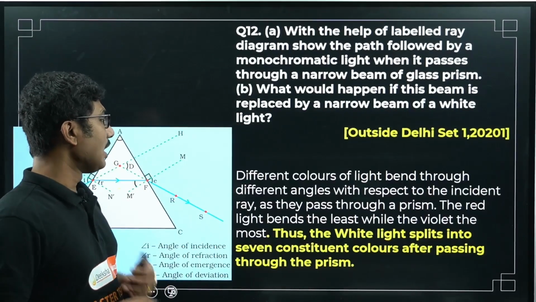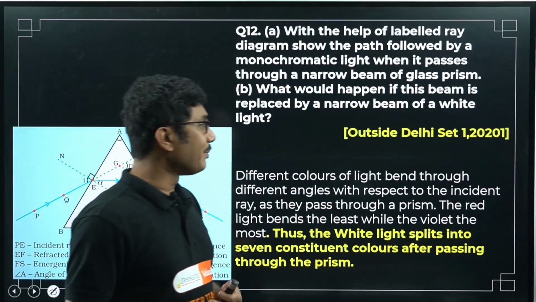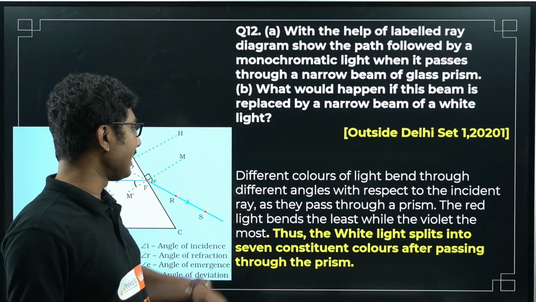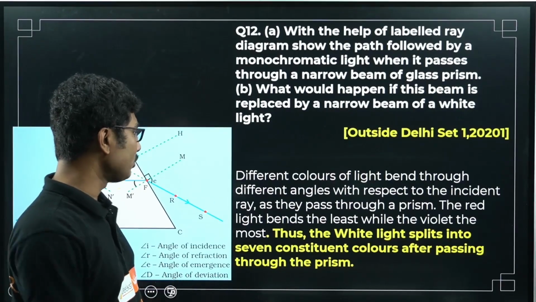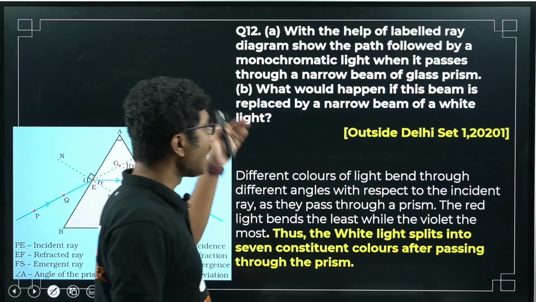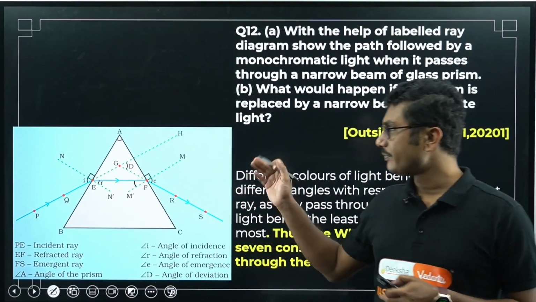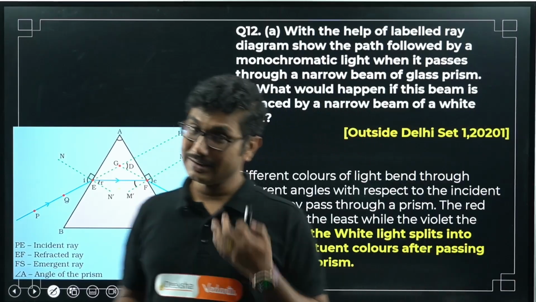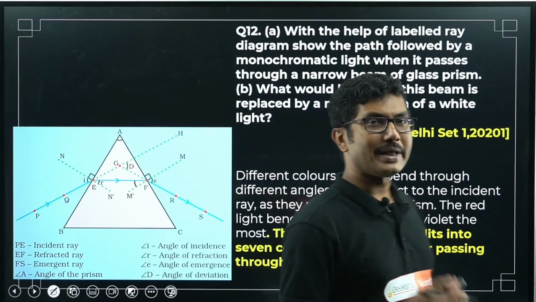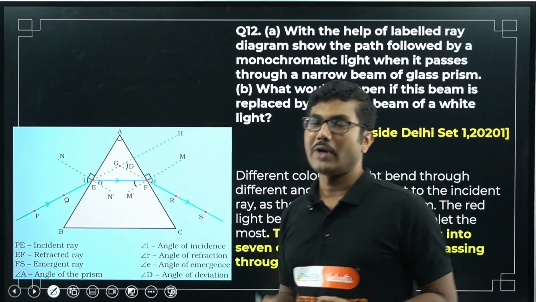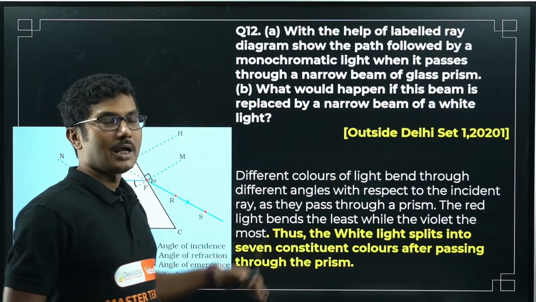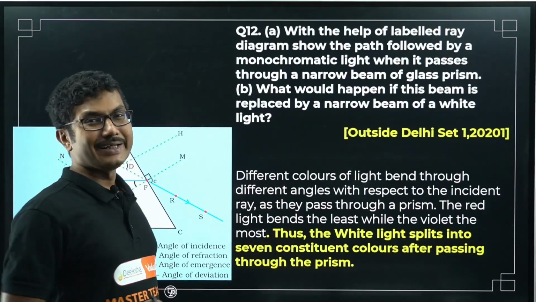And when you are using different colors, the colors of light bend through different angles with respect to the incident ray as they pass through the prism. The red light bends the least while the violet the most. Thus the white light splits into 7 constituent colors after passing through the prism. Now they have not explicitly mentioned to draw the diagram, and I feel that using 7 colors is difficult to draw, so they have basically asked for an explanatory answer. Okay, so you have to explain what would happen if you are passing a white light through a prism. Okay, so basically same answer that you have written in the previous question, same answer, but only in this case you have to write it in statements.